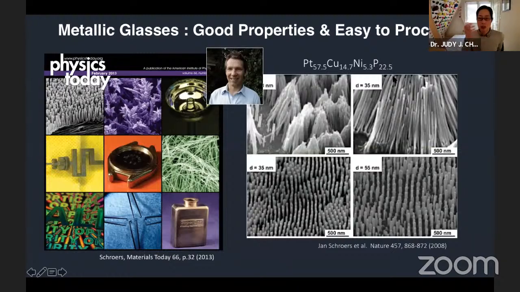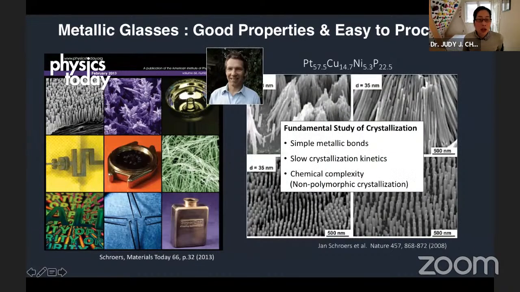So metallic glass meaning it's a metal, but in an amorphous glass state. And he can control the diameter of these glasses down to tens of nanometers. This is a great system to study crystallization because the bonds are simple metallic bonds. There are no directional bonds.